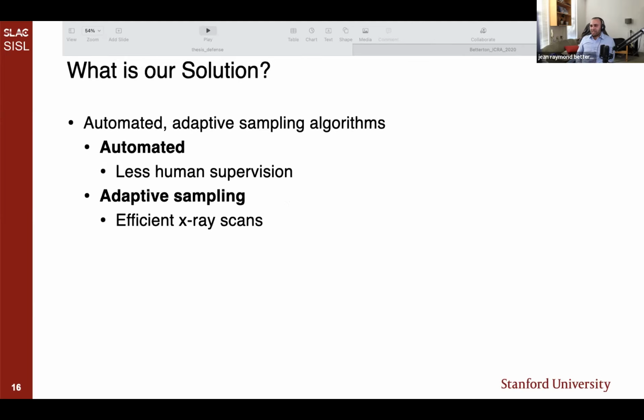Well, it turns out that our solution is going to be to provide an automated adaptive sampling algorithm. So automation is going to allow for less user involvement, and adaptive sampling means that we can create more efficient measurement patterns, which will allow for shorter experiments that will cost less money and take fewer hours.